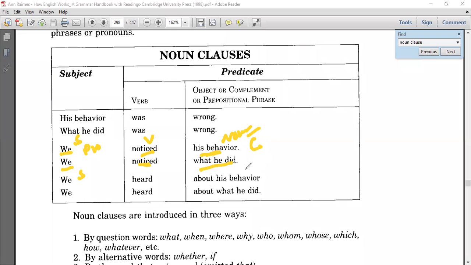What he did, is this a phrase or a clause? It's a clause, right? It's not a phrase because we have a verb here. He did. So when a clause becomes the subject, or the clause becomes an object, right? We call it a noun clause, NC. All right? Is that clear to everyone? All of you? Okay.